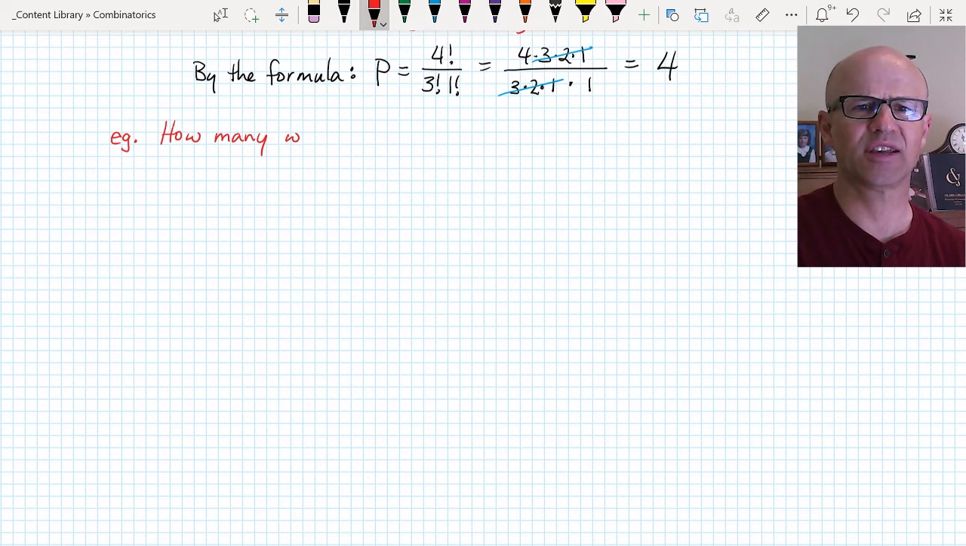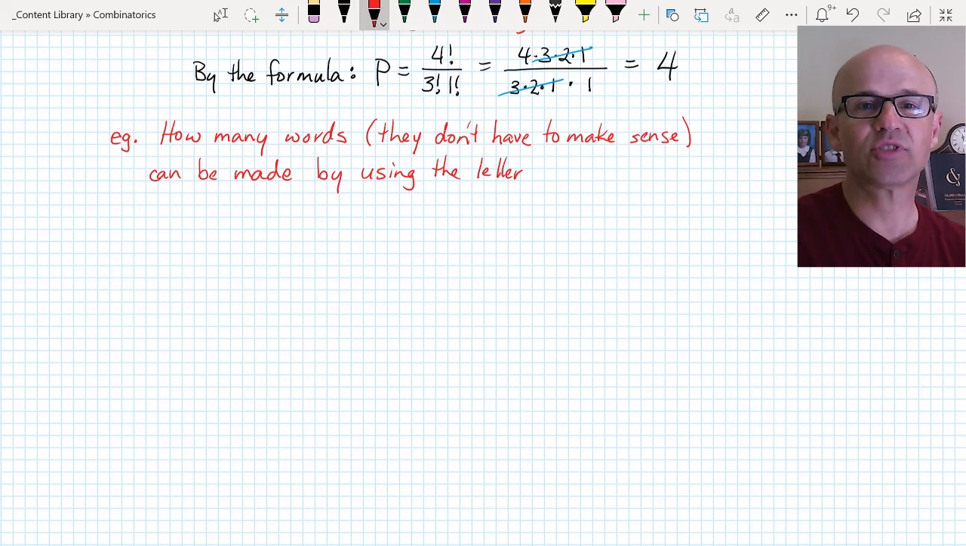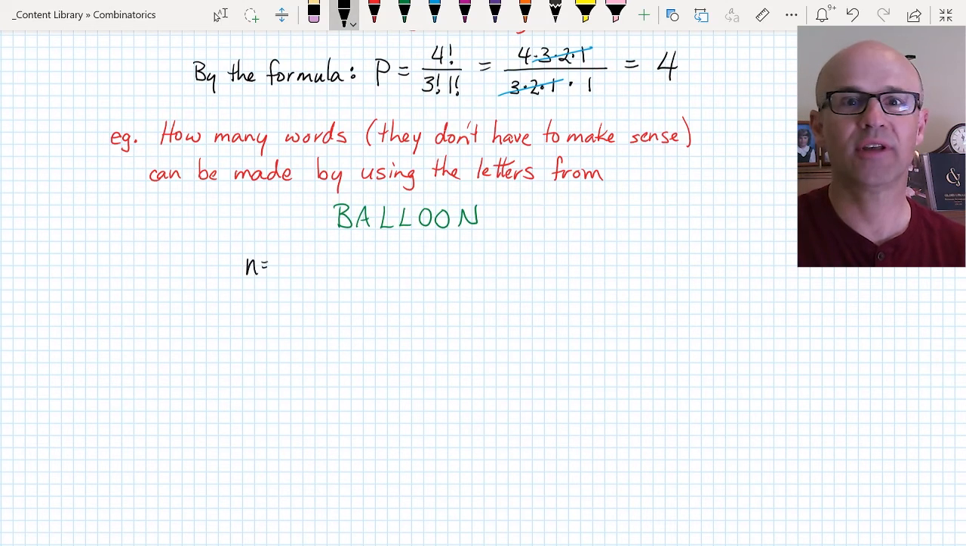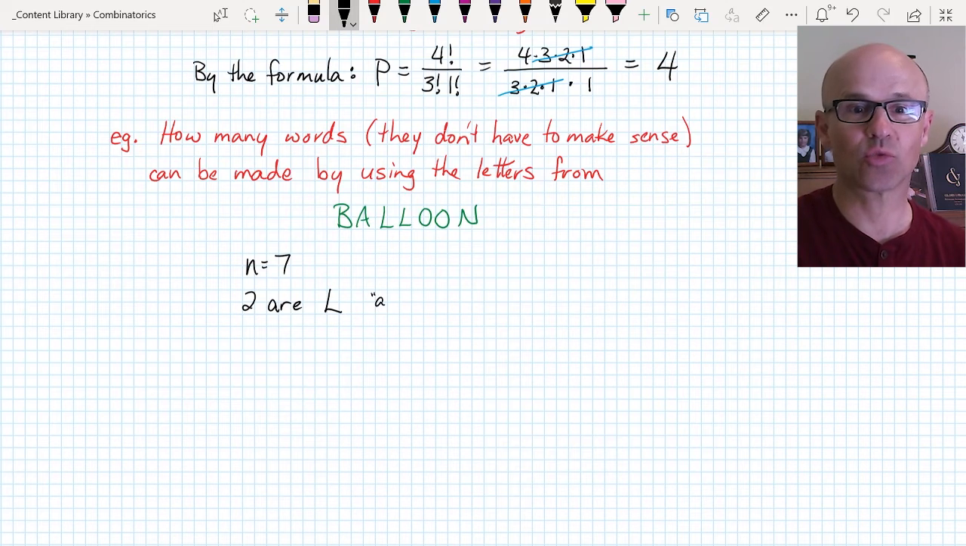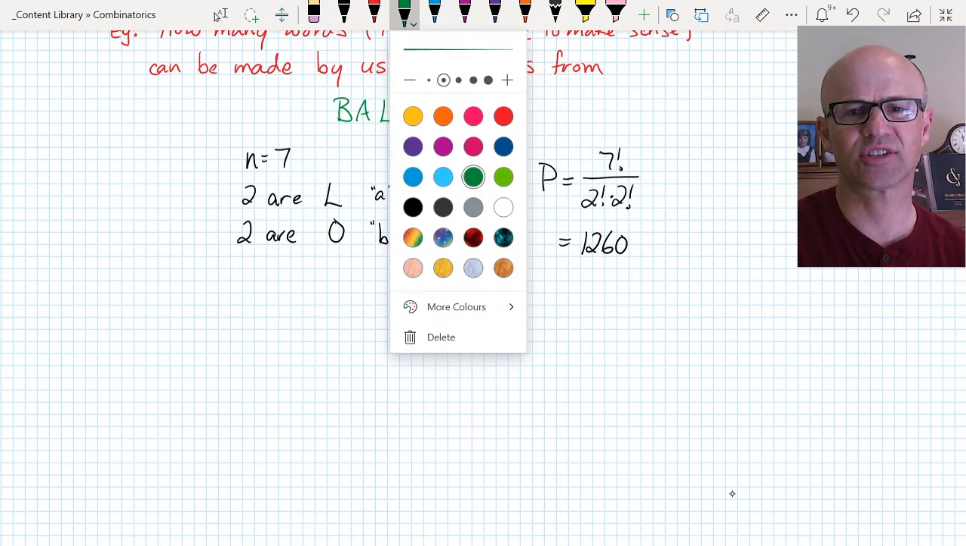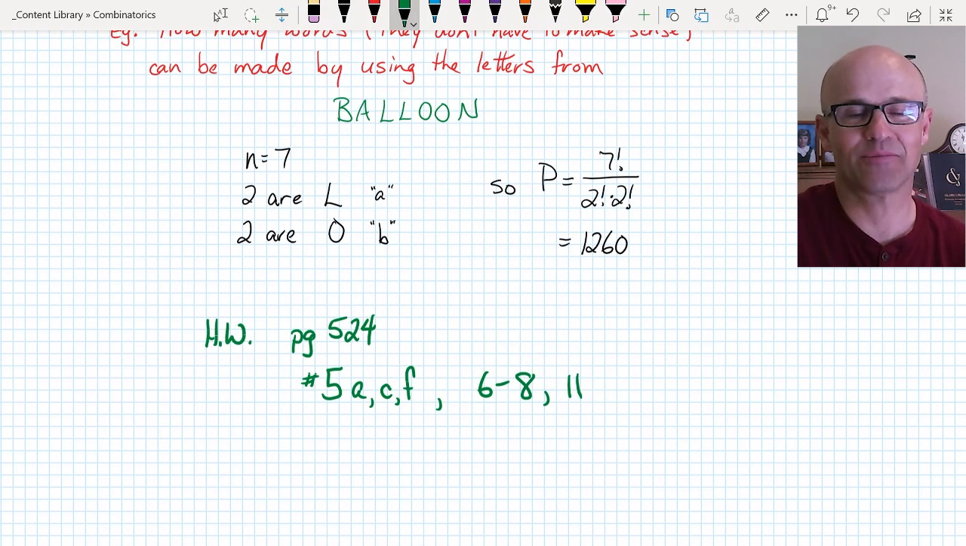Another example of this type. And this last one is going to seem ridiculous, kind of like Ultron did in the movie Age of Ultron, the second Avengers movie. Suppose I have the word balloon, B-A-L-L-O-O-N. There's 7 letters in this word. 2 are L's, 2 are O's. How many words can I make? 7 factorial divided by 2 factorial times 2 factorial, which is 1,260 ways. And true, some of those words are going to say something like labun. It makes no sense, doesn't matter.